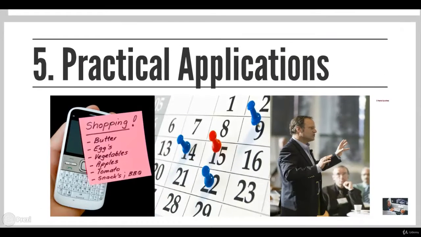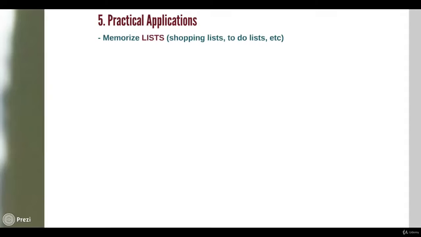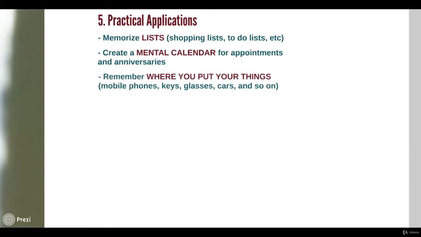Then, in the fifth section, you will learn how to practice the learned techniques for different situations that you face every day in your personal life, in your studies, and in your career. You will learn to memorize shopping lists, to-do lists, and any type of ordered list of items, to create a mental calendar for remembering appointments and anniversaries, to remember where you put your things like mobile phones, keys, glasses, cars, and so on, to remember why you went into a room, and how to memorize daily important numbers like telephone numbers, social security numbers, or license plate numbers.